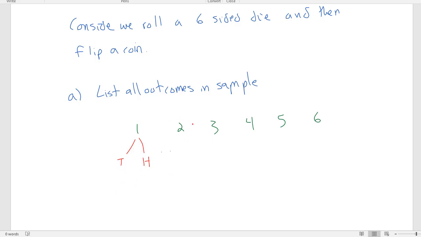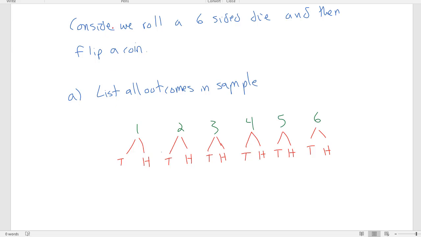So let's suppose I roll the 2, then I could flip a tail or a head. If I roll the 3, then my next action of flipping a coin could produce a tail or a head. And again, I roll the 4, I could then flip a tail or a head. I roll the 5, I could then flip a tail or a head. And I roll the 6, and I could then flip a tail or a head. So this is called the tree diagram, and the tree diagram is intended to help me see all the possible outcomes in the sample space.